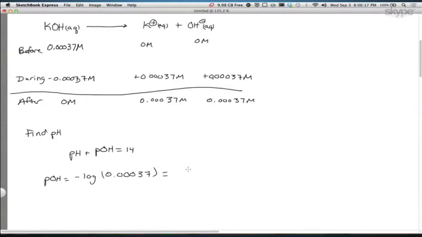Before we use your calculator, let's try to make a prediction. What would you predict about the pH of this solution? It's going to be basic. So it's going to be about 10 to the negative 7. It's going to be smaller than 10 to the negative 7.